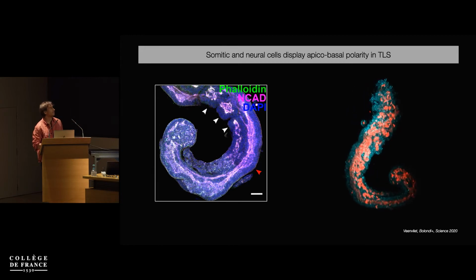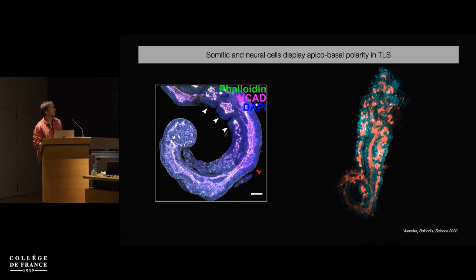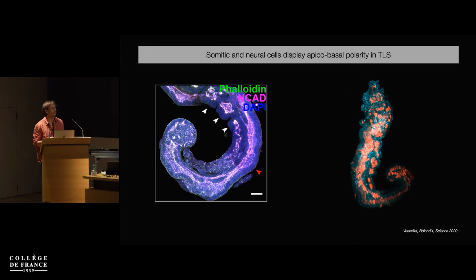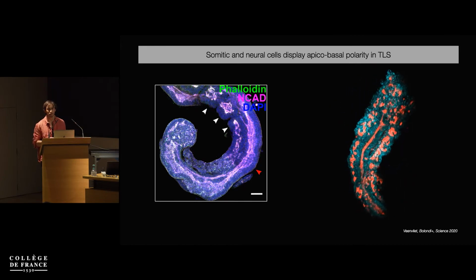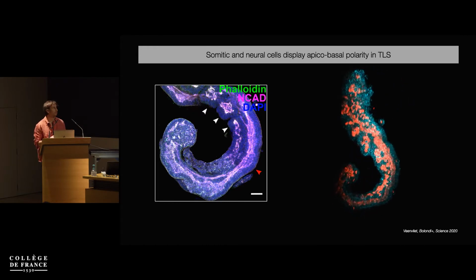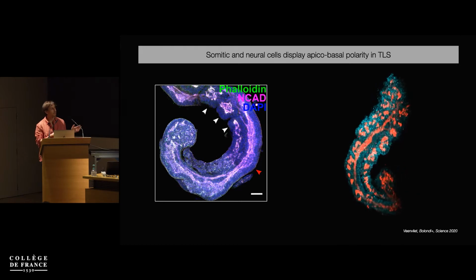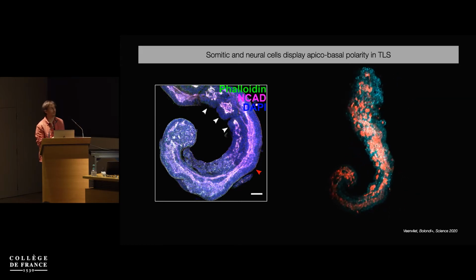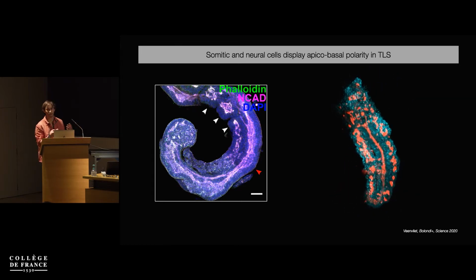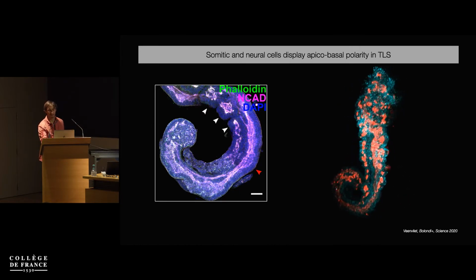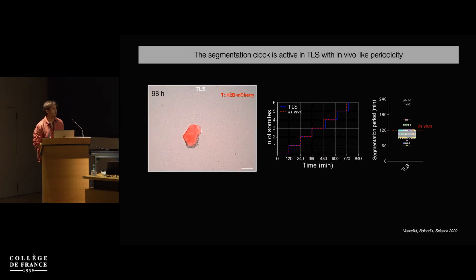What we see at the cellular level is that the addition of Matrigel triggers the induction of apical-basal polarity, so the cells now become polarized, and this is essentially not seen in gastroloids. But in the embryo, of course, the cells of the somites and the neural tube are apical-basally polarized, and this is one thing that we trigger by the addition of Matrigel.